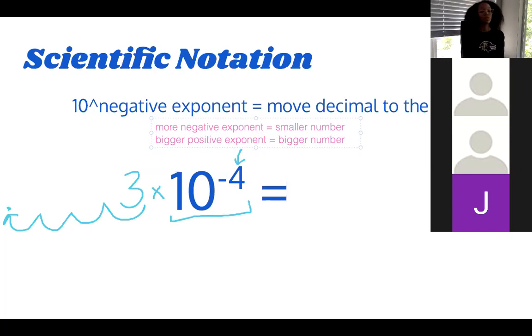So with scientific notation, you will not have to write it on your own. You will just have to be able to recognize, oh, this is a negative exponent, it must be a really small number. Or this is a positive exponent, it must be a bigger number. That's all you will be asked for.